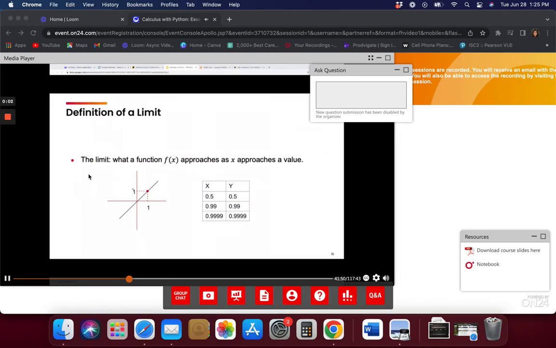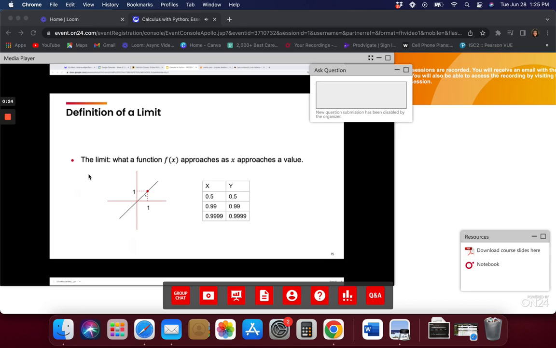As x approaches a value. So we can see on this simple graph, y equals x, a line, that as we get closer and closer to 1, our y gets closer to 1. This is a bit of a contrived example because obviously the y value is just the exact same as the x value for y equals x, but this kind of gives us an idea of how to look at it.